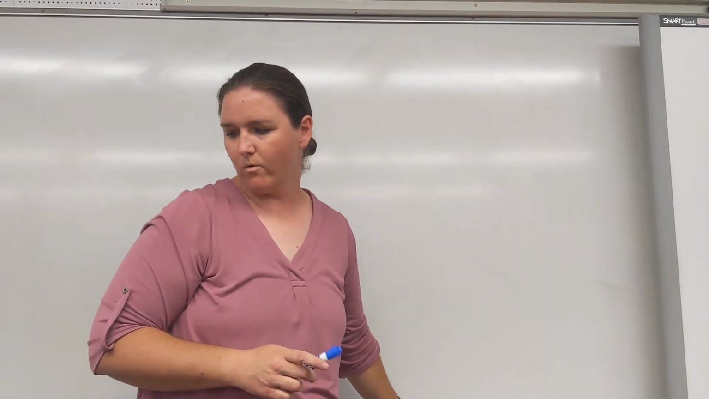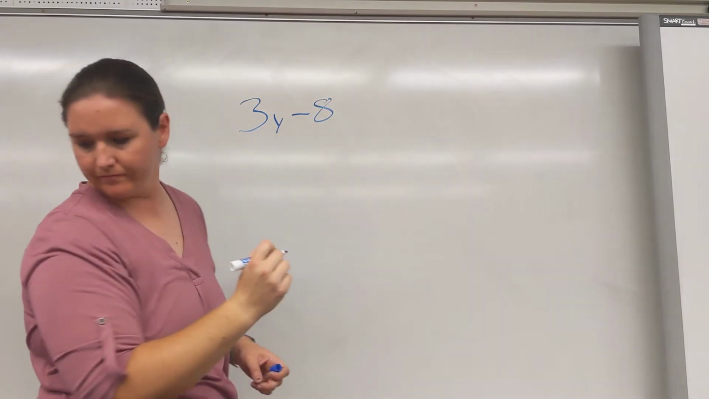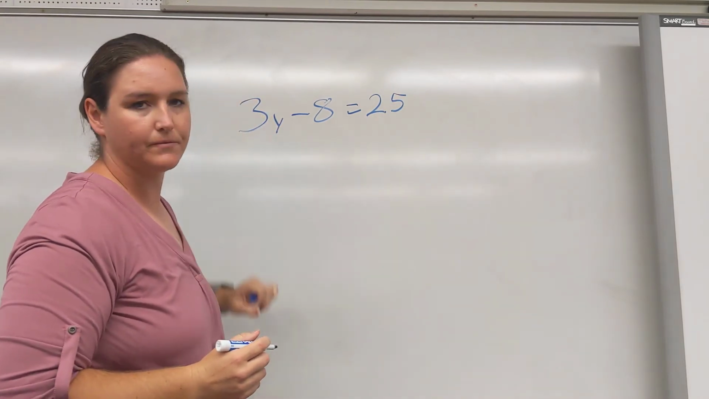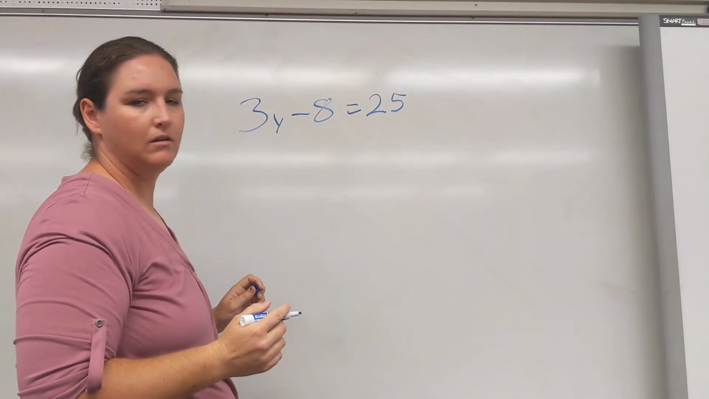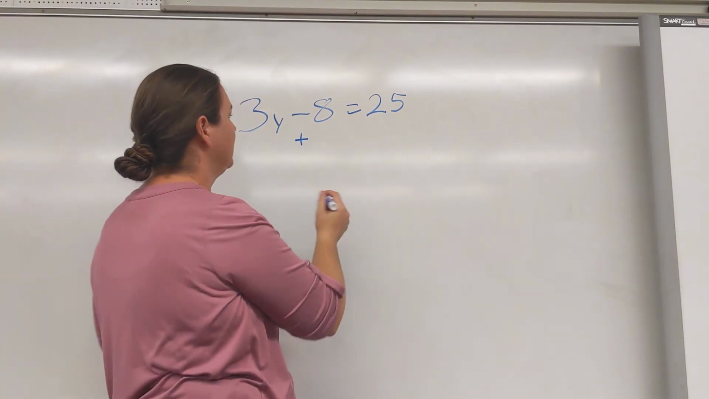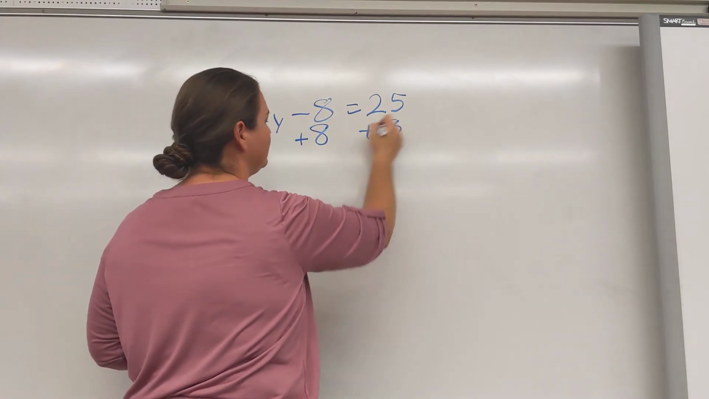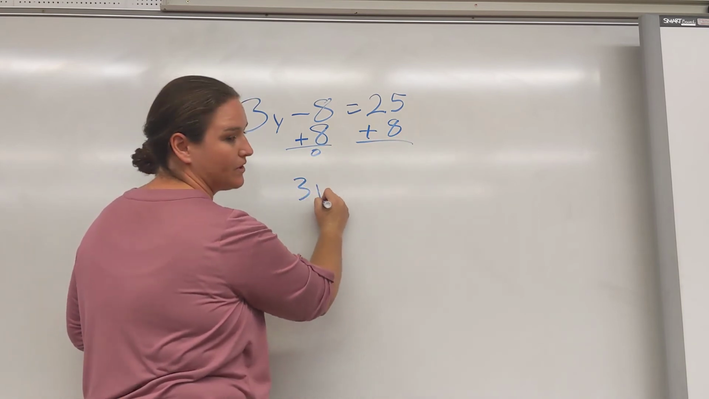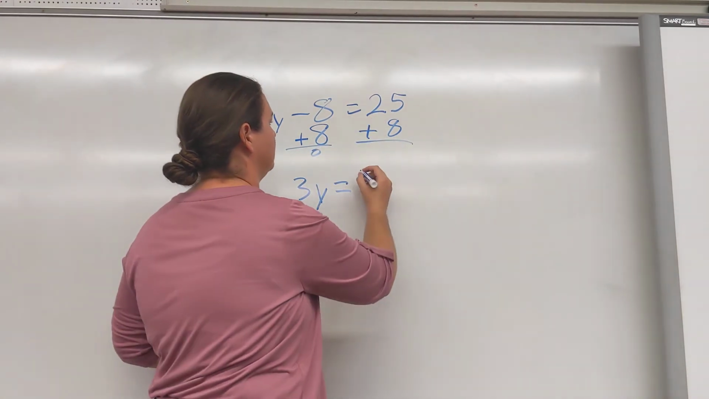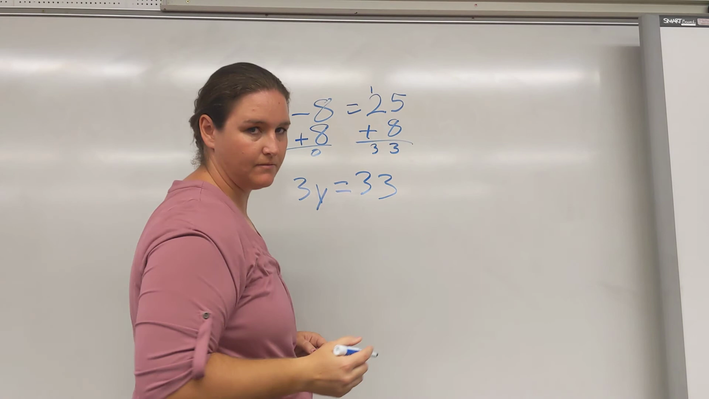Okay, number 4. 3y minus 8 equals 25. Okay, we want to get that y by itself. How do we do this? Okay, we do our inverse. Inverse of addition, or subtraction, is addition, and we do it to both sides. This is 0, just leaving us with our 3y. What is 25 plus 8? 33.